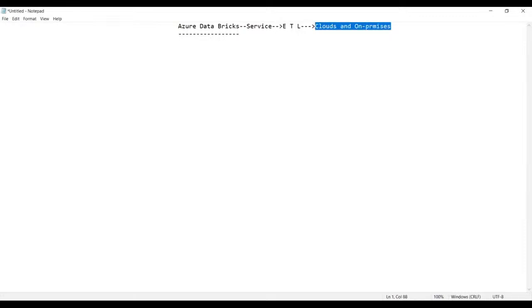So when it comes to this ETL, what is it basically? Azure Databricks is a service provided by Microsoft to perform the job of ETL between the clouds and on premises. So now, let us try to see this.